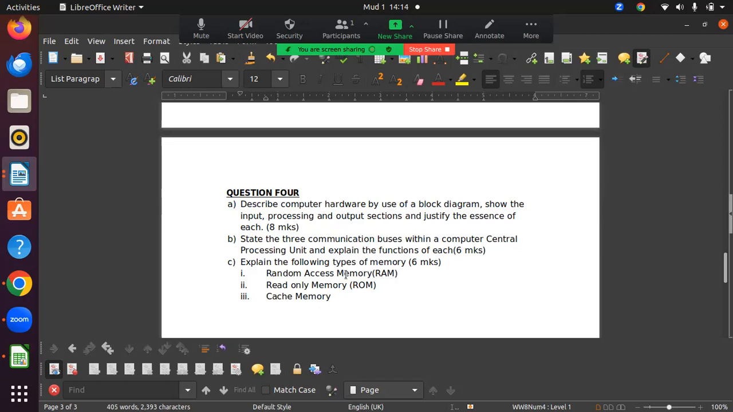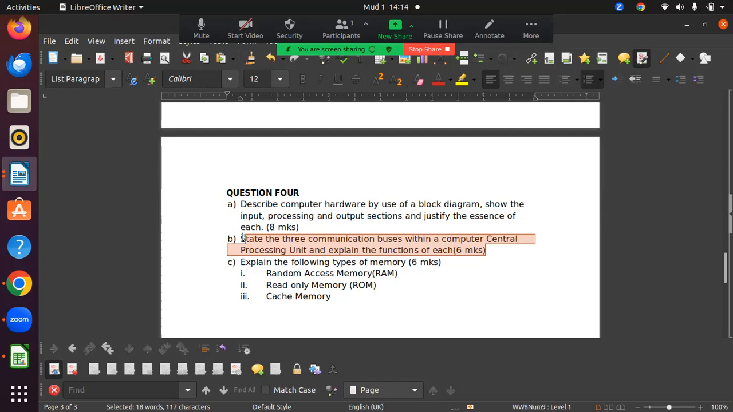Please feel free to consult your notes widely. State the 3 communication buses within a computer central processing unit. Explain the functions of each. And this is a very good question that you'll find in your notes. 3 communication buses. Okay, basically this is just circuitry that enables communication to take place. So please guys, just have a look at that.